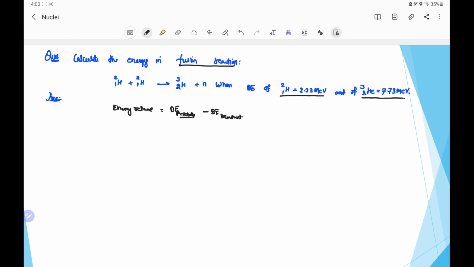The binding energy of the product will be more. Here the product is helium, with binding energy of 7.73 million electron volt. The neutron is an elementary particle, so its binding energy is 0. Minus now the binding energy of the reactants. The reactants are two same nuclei, so it will be 2 into 2.23. So we have 7.73 minus 4.46, which is equal to 3.27 million electron volt.